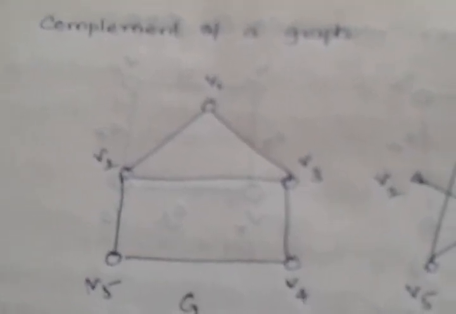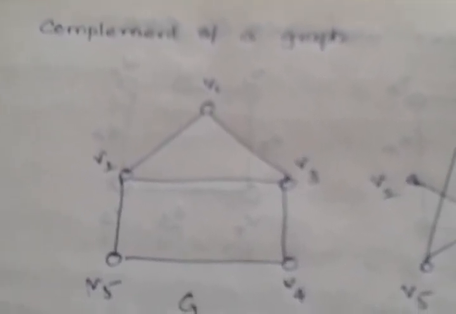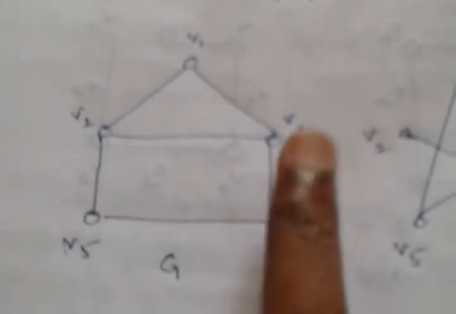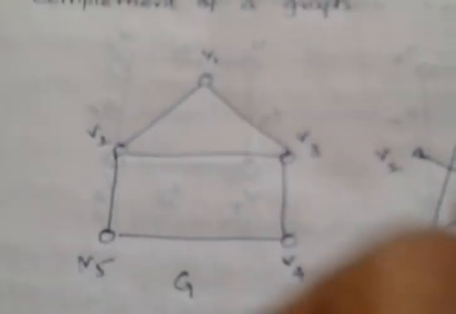So there is a lot of difference between complement and transpose. Transpose exists only for directed graphs, whereas complement exists for undirected graphs. What is the meaning of the complement of a graph? The complement of a graph is a graph derived from the original graph such that it contains the same number of vertices as the original graph, and whatever edges are missing in the original graph are retained in the complement graph. Such a graph is called the complement of a graph.